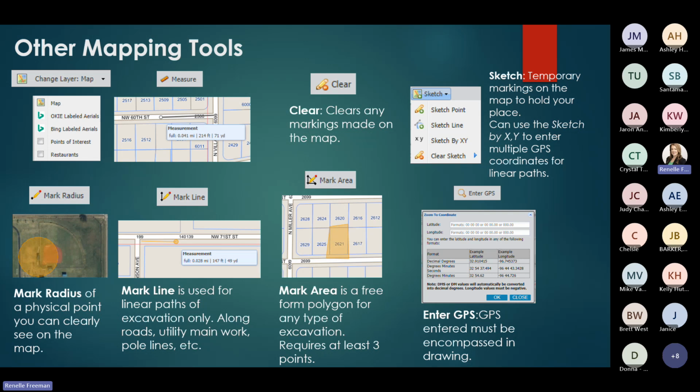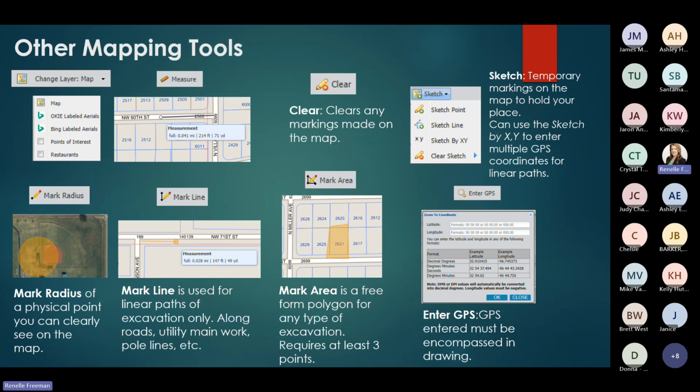And then there's the Mark Area tool. This is your main marking tool for if you're having to manually mark the dig site. It's just a free form polygon for any type of excavation. It does require at least 3 points for you to use it. So that means you can't just draw a line with it. You have to have 3 points, and you can't intersect those points either. But it's really simple to use. You just single click to start making your polygon, single click at each corner wherever you want to make it, and then double click to finish the polygon.